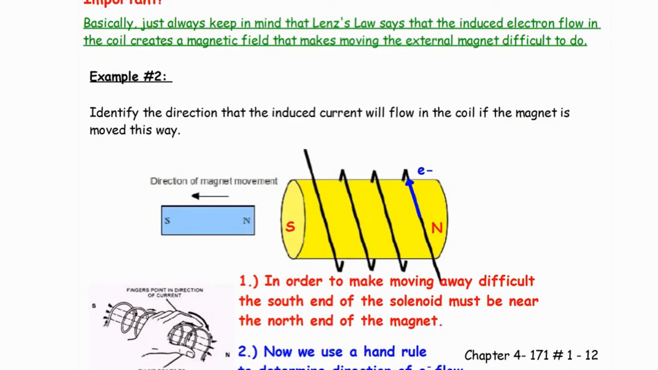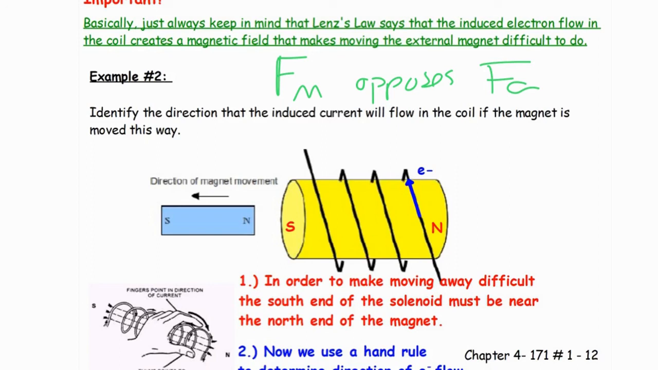So in summary, Lenz's law says that the induced electron flow creates a magnetic field that makes moving the external magnetic field difficult to do. The big idea there is that Fm opposes Fa. Fa is the way we're actually moving something. So if we're moving the magnet, that's our applied force. What direction are we moving it? Fm is our palm, or it's an attraction between them. And that's kind of how we go about analyzing these situations.